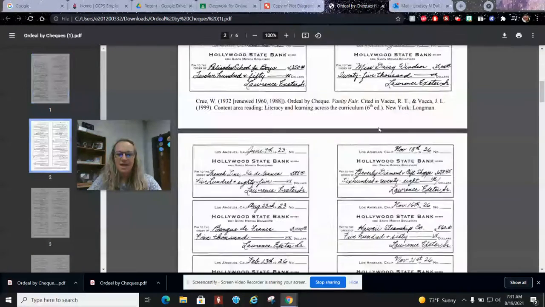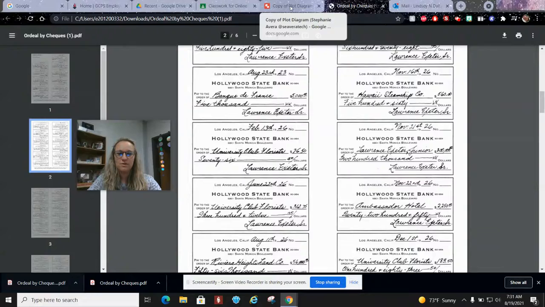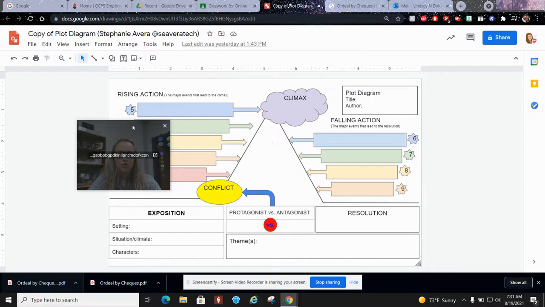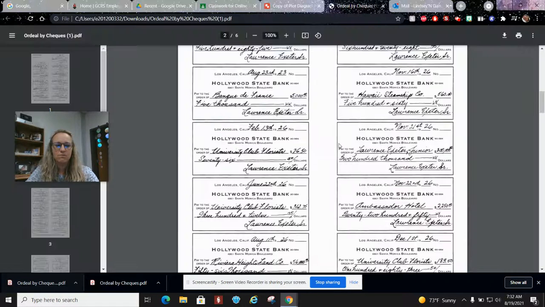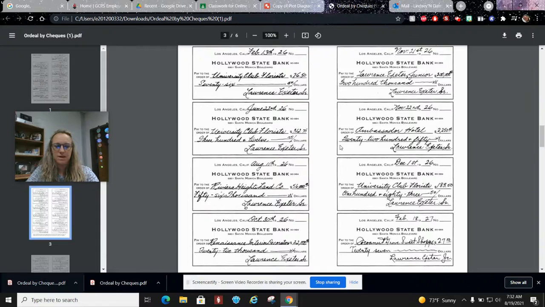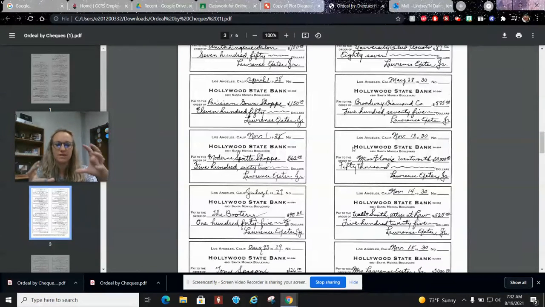And so as you are annotating, the idea would be that you could use this plot diagram to sort of explain different things happening in his life. Choose a climax of his life if you want to, and then, like I said, some falling action. There might not necessarily be a resolution, which is fine. What you're going to end up doing is not writing an entire narrative about his whole life. You'll be focusing on maybe two, three, or four checks and telling the story of those.